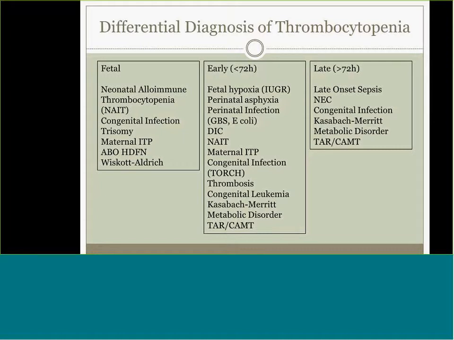Congenital infections, thrombosis, also a mechanism of platelet consumption. Congenital leukemia, though rare, can cause thrombocytopenia if there's a massive marrow infiltrate. Kasabach-Merritt phenomenon, where a vascular malformation causes consumption, and then other congenital thrombocytopenias like TAR and congenital amegakaryocytic thrombocytopenia or CAMT. And later on in life, greater than 72 hours out, late onset sepsis, NEC, still some of those other things, congenital infections, Kasabach-Merritt, metabolic disorders, and then congenital thrombocytopenias.